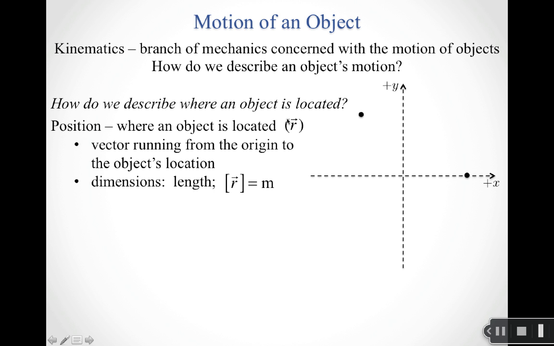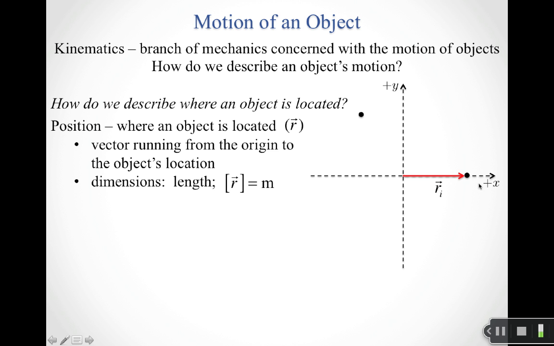That's going to be the position vector. The position vector, which we're usually going to denote R, tells you where an object is located: what's its x-coordinate, what's its y-coordinate, what's its z-coordinate. It's a vector that runs from the origin to the object's location. Obviously, an object can be in the same place, but if you pick a different origin for your coordinate system, then it'll be described by a different position vector. Position has dimensions of length, so the SI units we'll use for the position vector are meters.